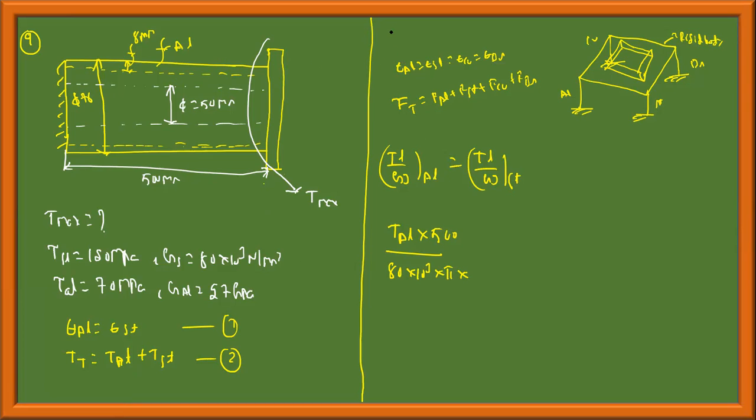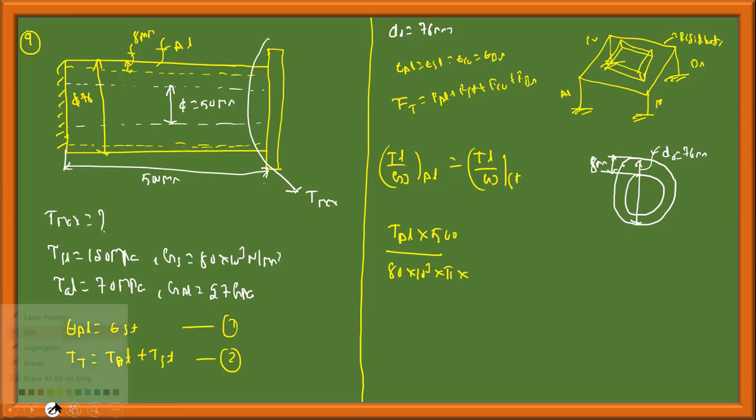The outer diameter of the aluminum tube is given as 76 mm and the thickness is given as 8 mm. This is a hollow aluminum tube for which the outer diameter is given: D naught is equal to 76 mm. The thickness is 8 mm. Then what would be Di? Di is this.